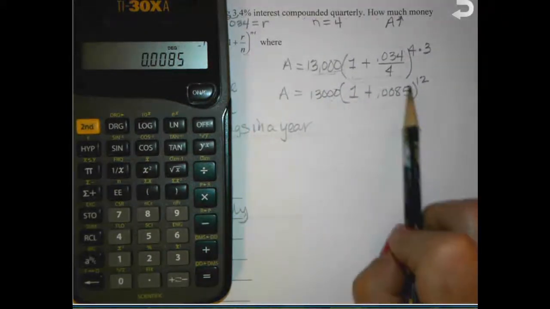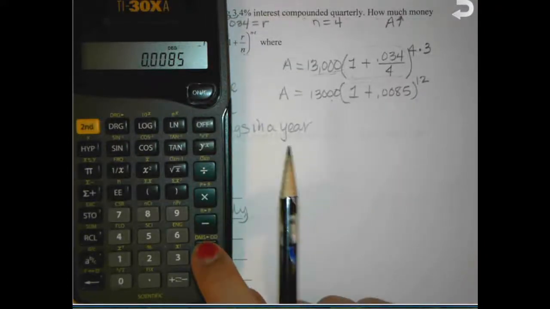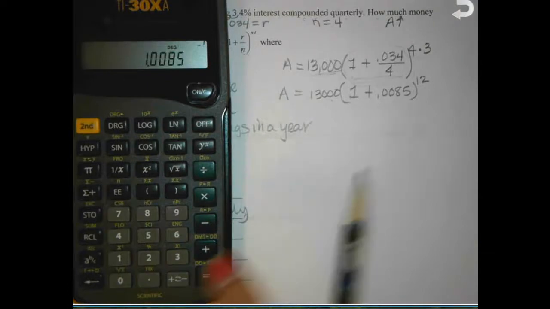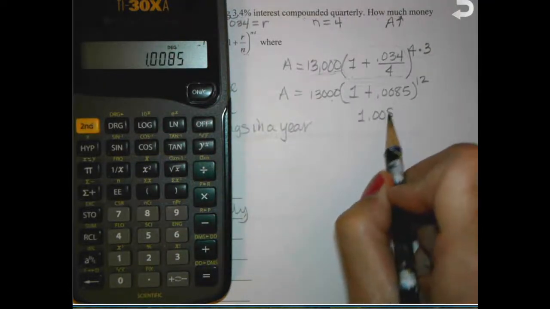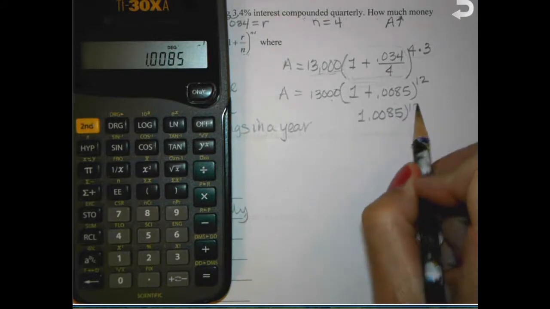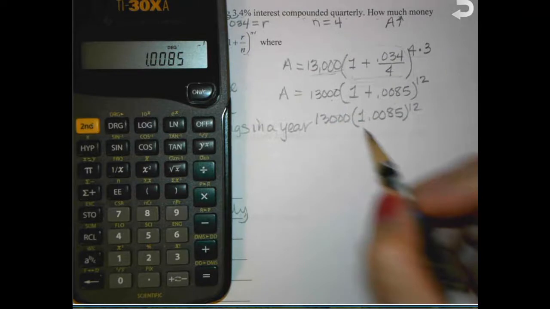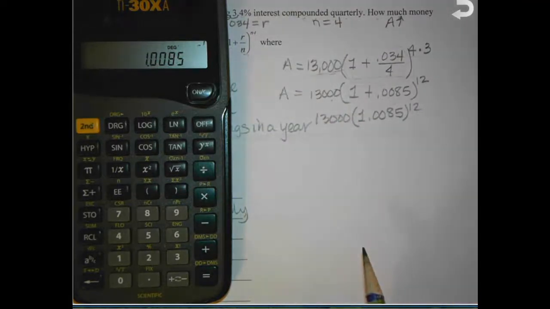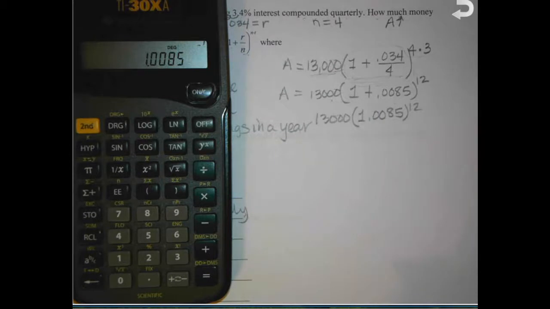So now, still working inside my parentheses, I have to add 1. So I just do plus 1, and then I get 1.0085 raised to the 12th power times 13,000. Now I'll show you how I do this a little bit quicker in a minute, but for now I'm going to write down each step so that you can see what I've done.